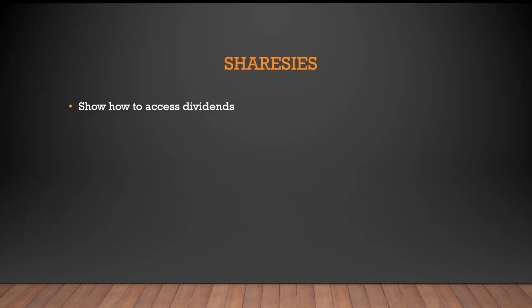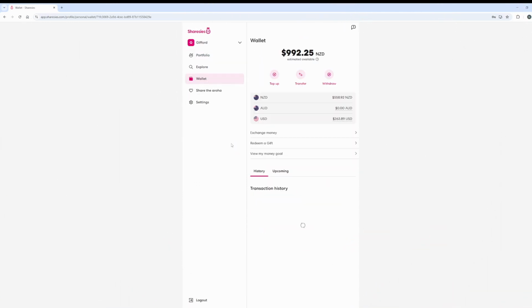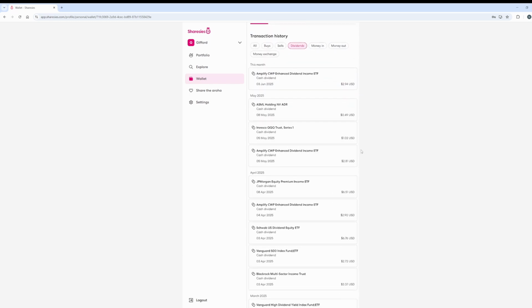The first part I just want to show is how you actually access the dividends on the Sherzies platform, and that's pretty easy. Basically you just go to wallet, and under wallet you can hit dividends right here. Once it loads up, it gives you a full list of the dividends that you get. It's quite nice because it says this month May, and then the May dividends, and then the April.